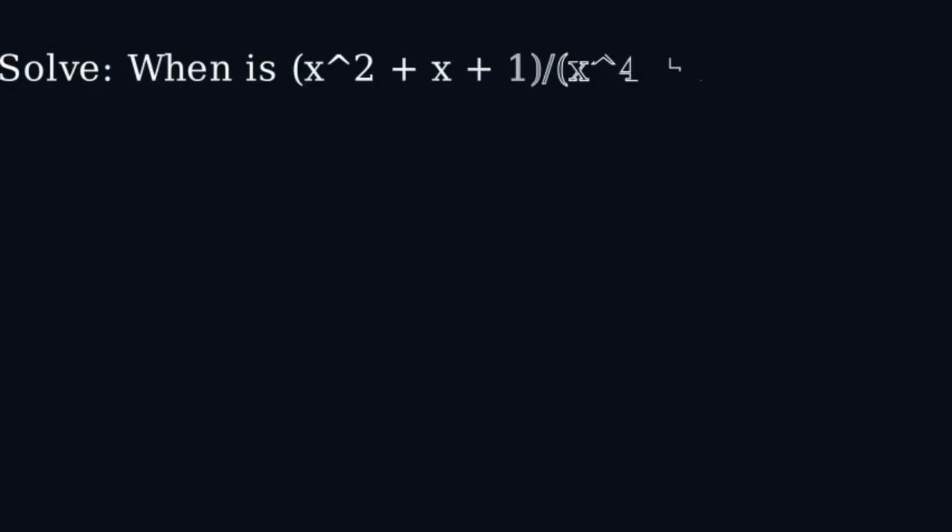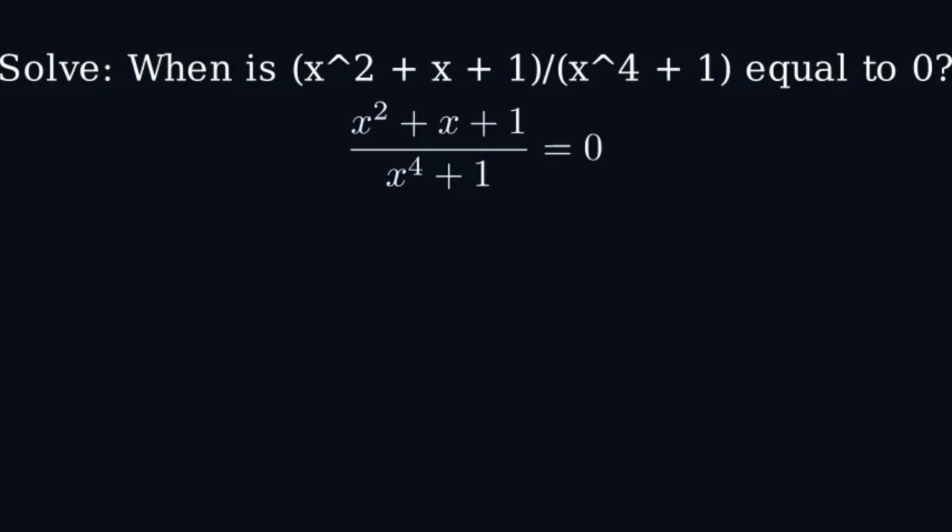In this lesson, we will solve for x by finding when the rational expression is 0. We interpret the instruction as: solve the equation (x squared plus x plus 1) over (x to the fourth plus 1) equals 0.